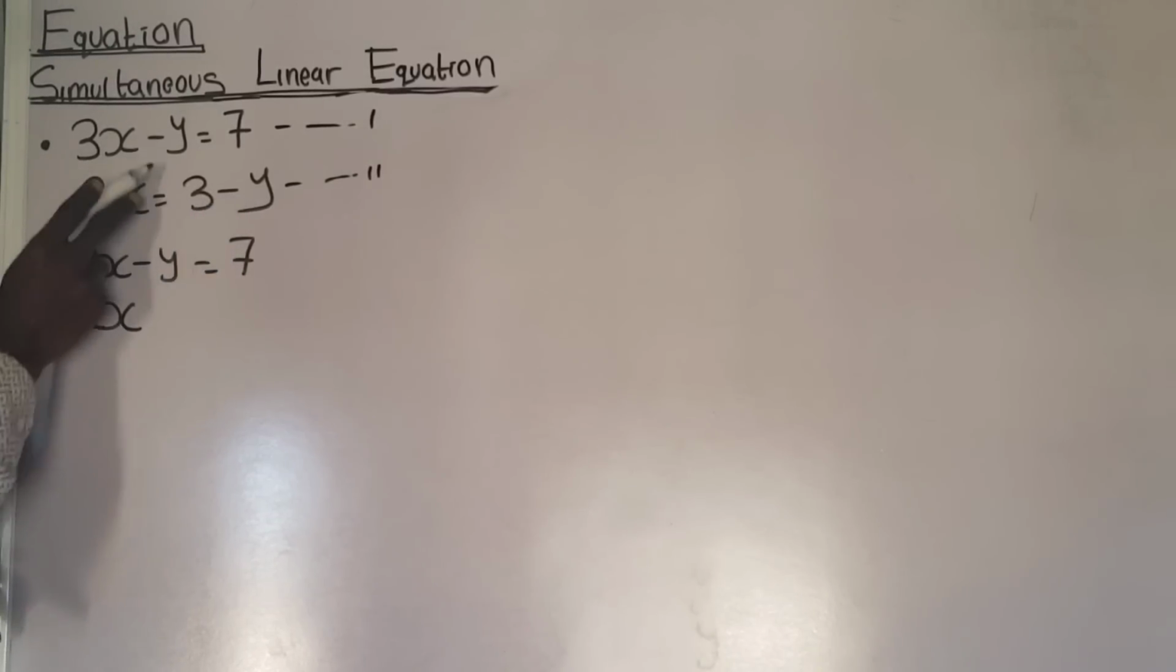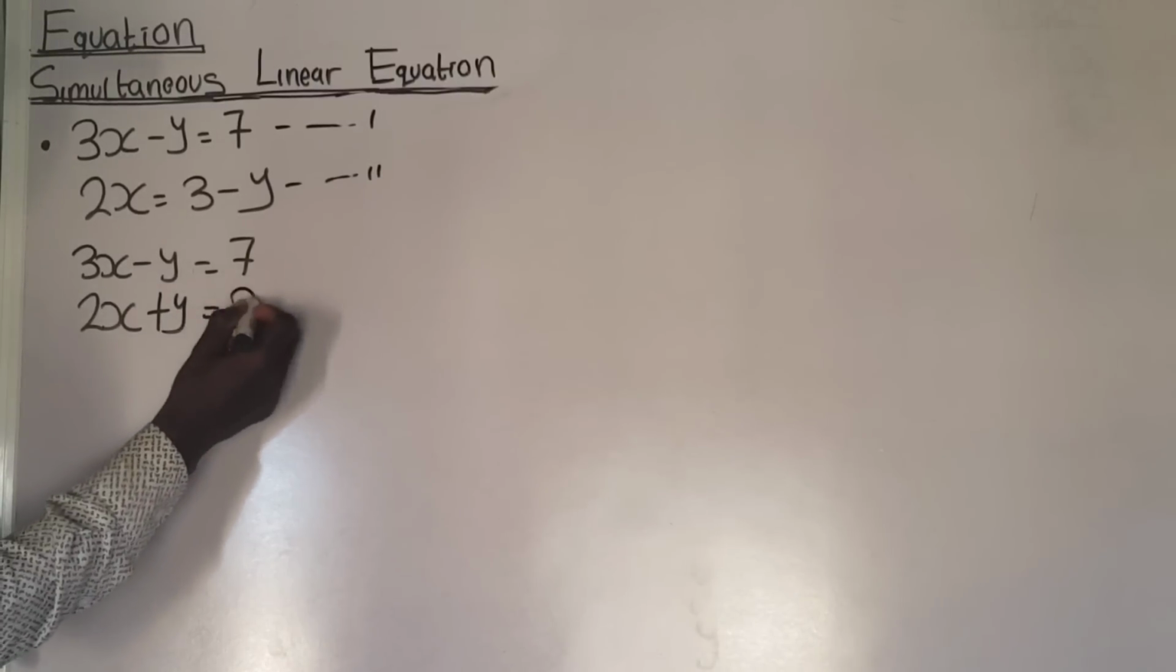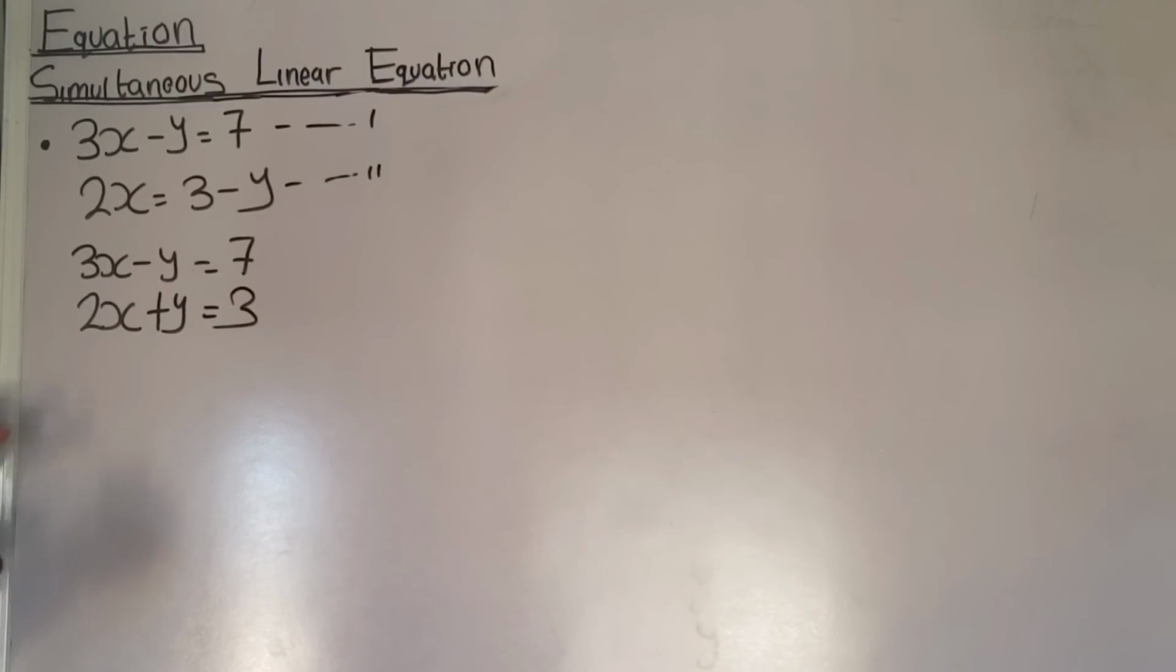If this y crosses the equals to sign, it's going to change to positive. So I'm going to have positive y is equals to 3. Do you understand? Now, we can easily eliminate y, because y has the same coefficient with different sign. And if I want to eliminate y in this case, I'm going to add both equations.